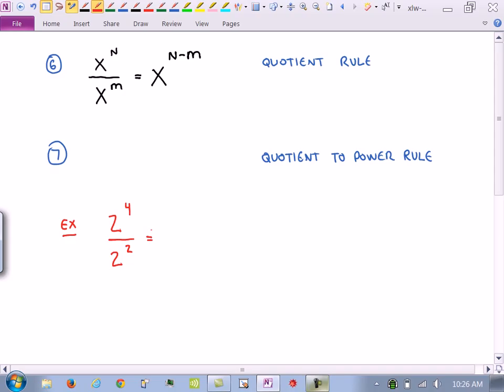Well, do we have the same base? 2 and 2? We have a power up here, which is like the n on top, and then we have an m down here. So according to this quotient rule, this should be 2 raised to the 4 minus 2, which is 2 to the 2, which is 4. Y'all see that?